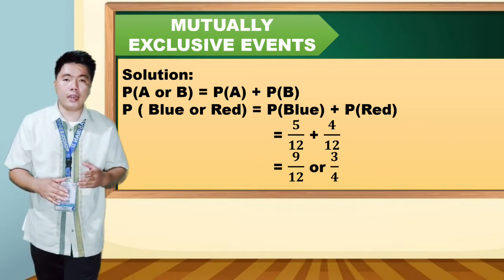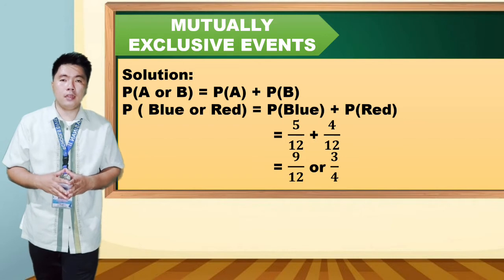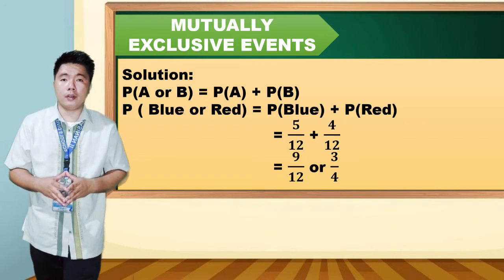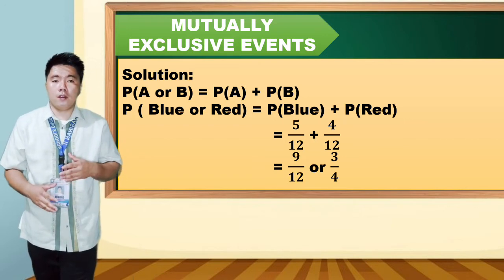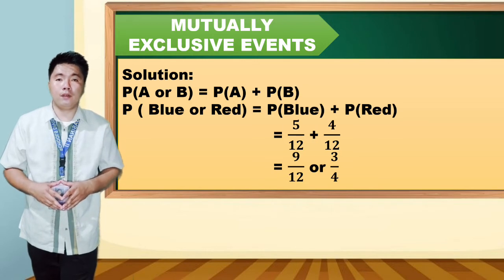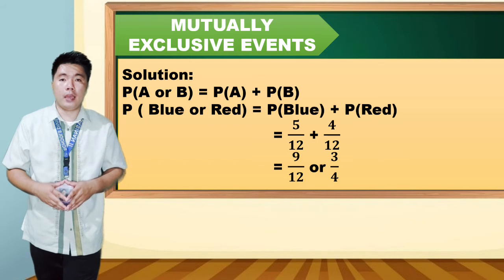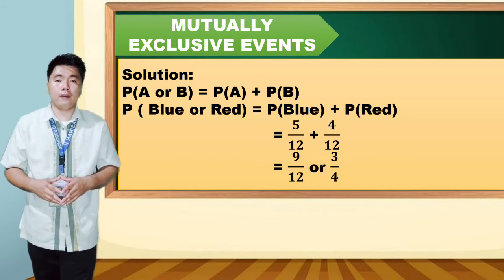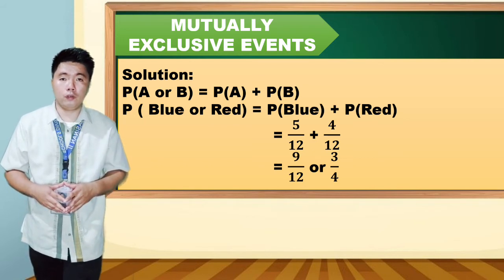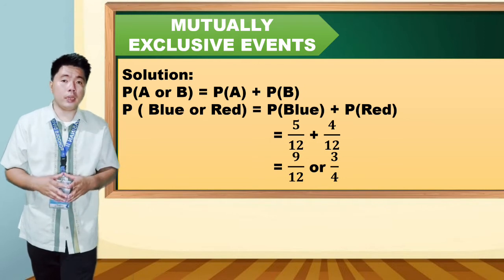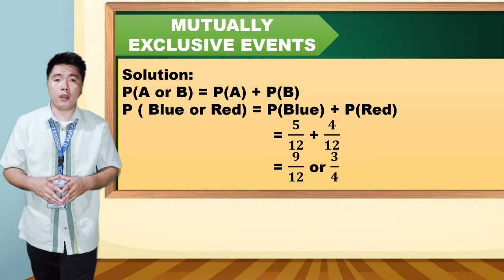We again need to add those two fractions to get our answer. So 5 over 12 plus 4 over 12 is equal to 9 over 12. By simplifying that, we'll have 3 over 4, or in decimal, we can convert that as 0.75.